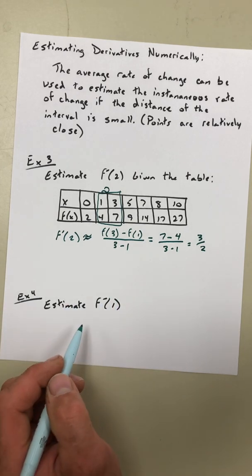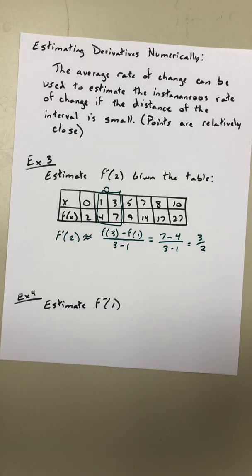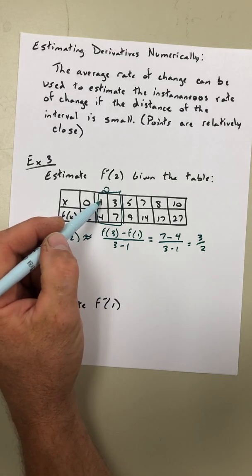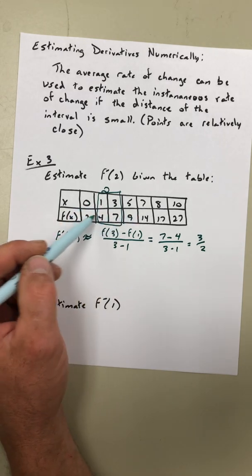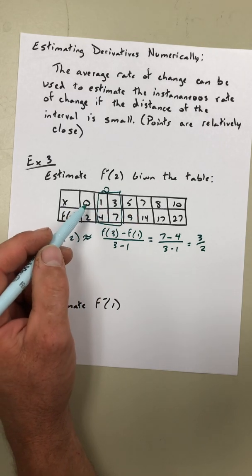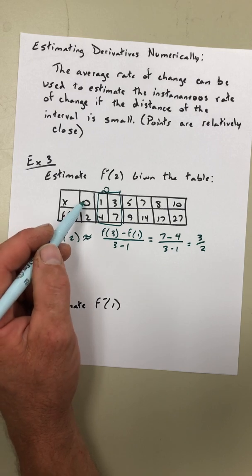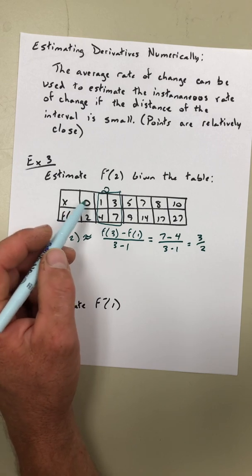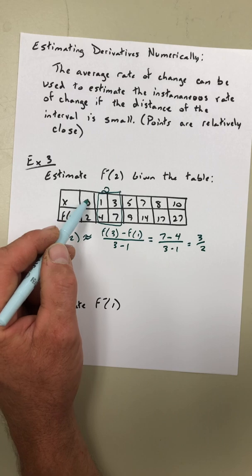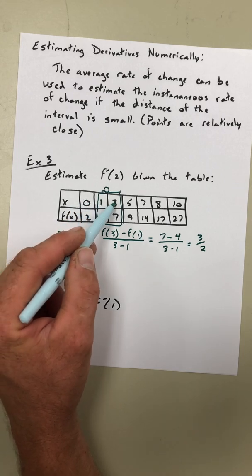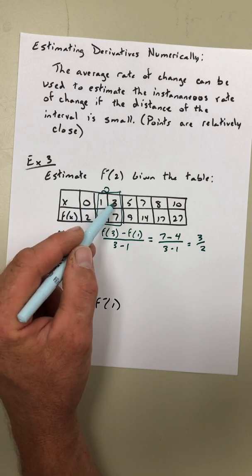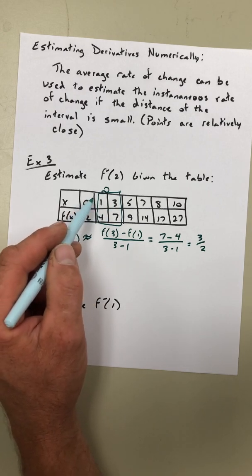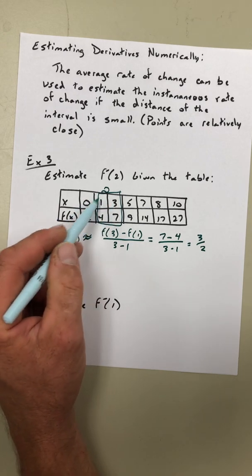Can we estimate f prime of 1? This becomes a little more complicated because we're given 1 here, but we can't estimate at a point given just a set of points. So we have to estimate it using things that are close to it. Well, what is close to 1? Here 0 is pretty close to 1, and 3 is fairly close to 1. 0 is a little closer than 3, but we could actually use either set of points.